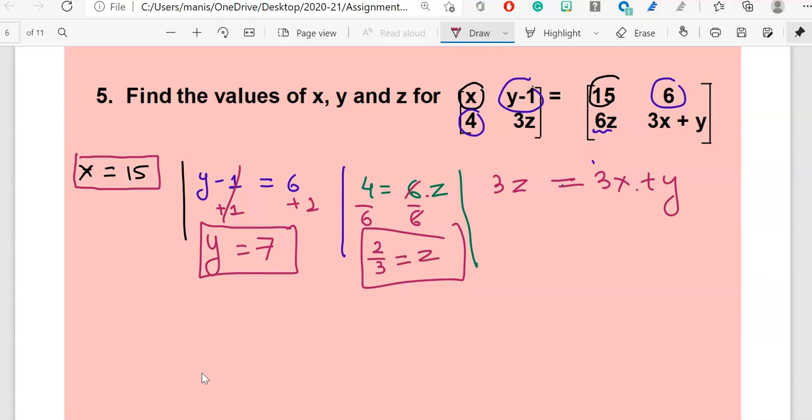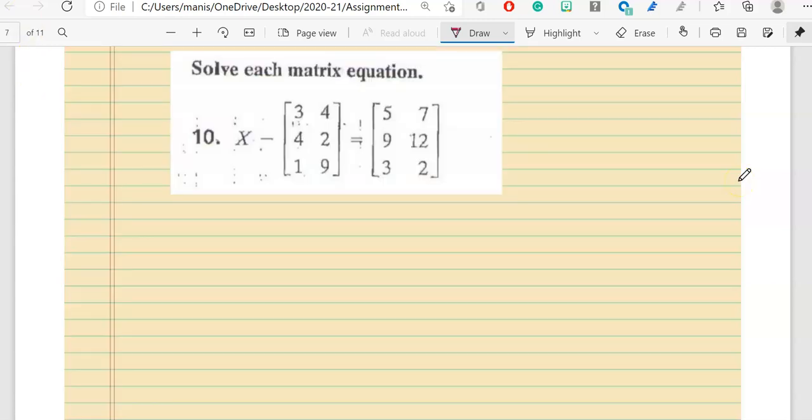Now question for you is, do you have to do something with the last part? No, because the question says find the value of x, find the value of y, and find the value of z, which we already have over here, and we will not do anything after this. We'll stop over here.